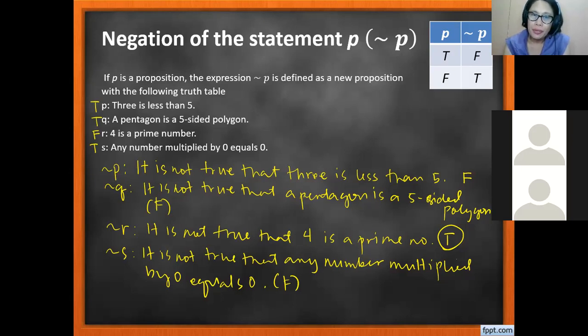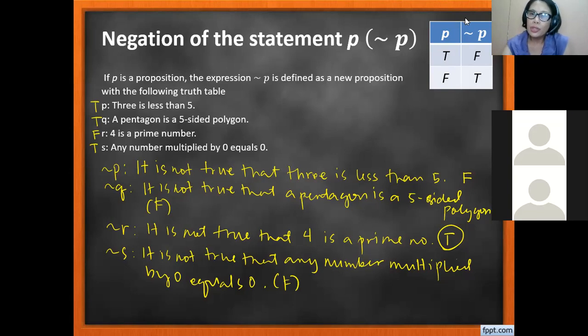A pentagon is a five-sided polygon. So we know that a pentagon is a five-sided polygon. So it's a true statement. But when you negate that, you said that it's not true that a pentagon is a five-sided polygon. So its truth value is false because you know that it's false. We know that a pentagon really is a five-sided polygon. The idea of negation is negating the statement. Babaliktarin mo lang siya. But when you negate the statement, the truth value will be negated as well.